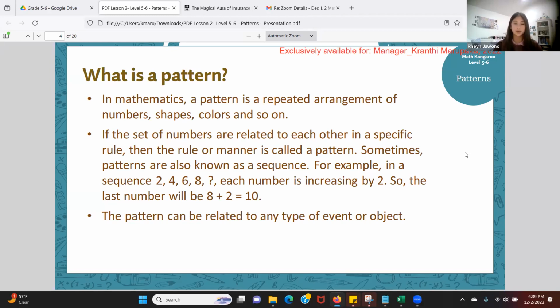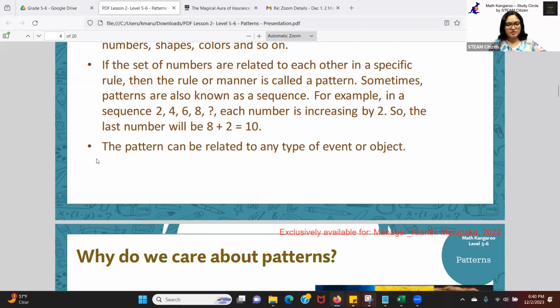If there's a rule, and they all increase in the same way or decrease in the same way, it would be known as a sequence. You can express this mathematically, or you can just guess it intuitively. Depending on how you're applying it, maybe it's a real life application, or maybe they give you the pattern and you're supposed to complete it. It can, as it says there, be related to any type of event or object. Wonderful. Thank you.